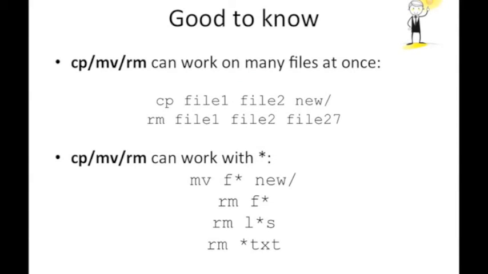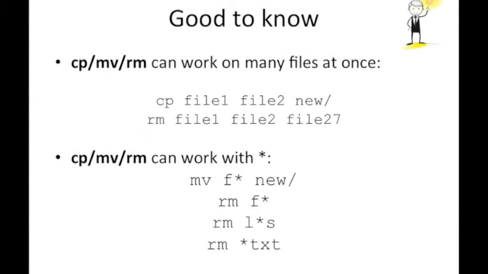Also, you can use the star, the wildcard, where you say, I want to move all the files which start with F to the directory which is called new. So all the files which start with F will be moved. Also with removing, here it becomes dangerous. You can remove all the files which start with F. So my suggestion is, when you're removing something with the star, just be very careful.